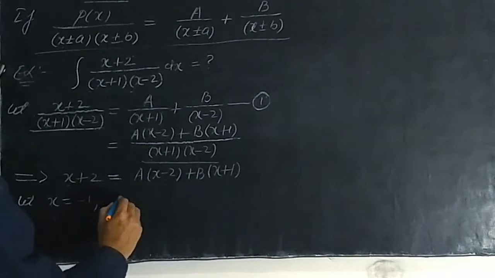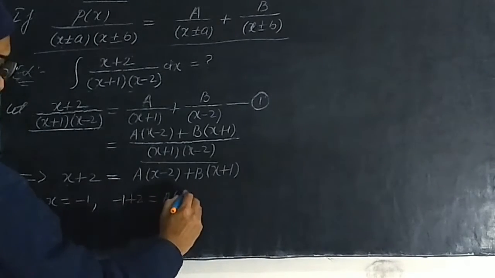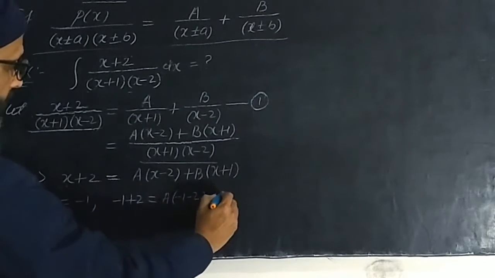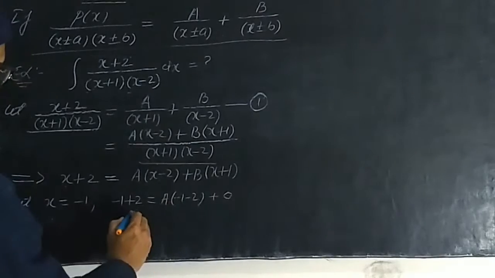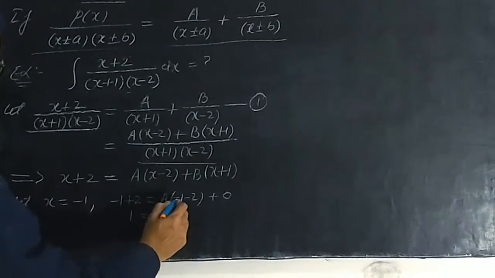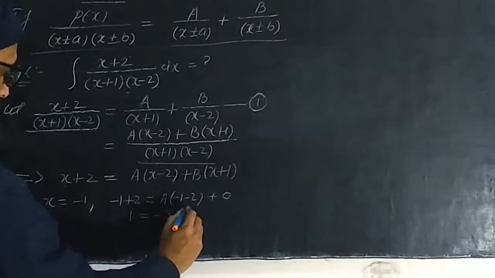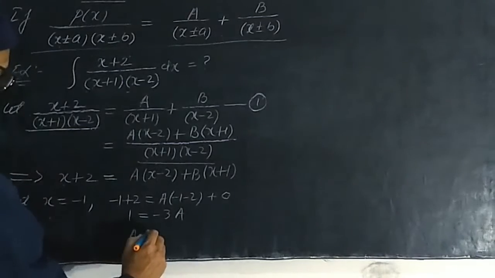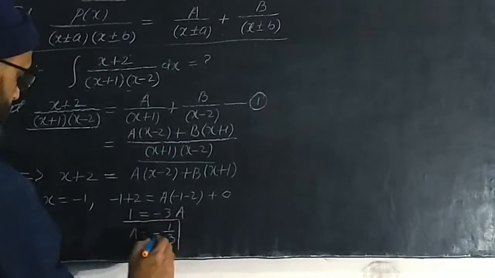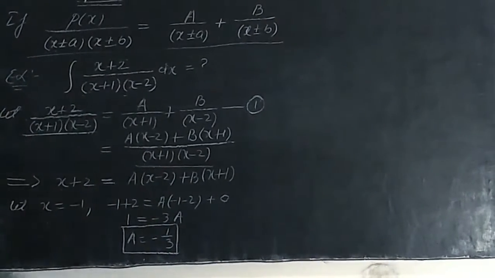So we get on the left hand side -1 + 2 is equal to a(-1 - 2), and here -1 + 1 will be 0, so this term becomes 0. So we get -1 + 2 is 1, equal to -1 - 2 is -3, so -3a, and a is equal to -1/3. So in this way we find the value of a.